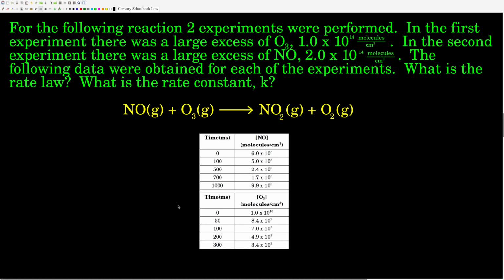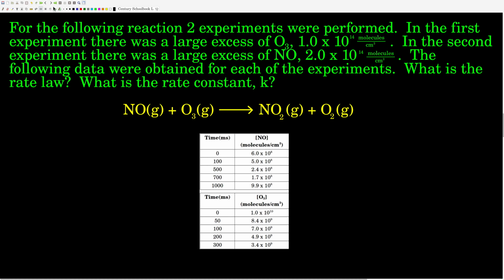Okay, so we studied this reaction right here, the reaction between nitrogen monoxide and ozone, important in atmospheric chemistry. We did 2 experiments. In the first, we set it up so that there's a large excess of ozone, and it was 1.0 times 10 to the 14th molecules per centimeter cubed. Second experiment, large excess of the other reactant, nitrogen monoxide, 2.0 times 10 to the 14th molecules per centimeter cubed. We got this data. We want to find the rate law, so we need to know the order with respect to each of the reactants, and the rate constant, K.